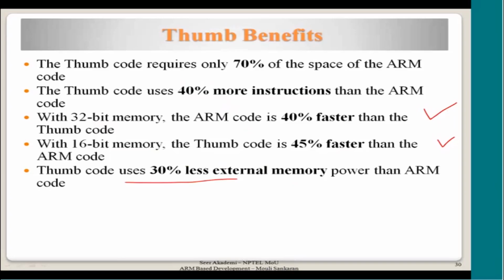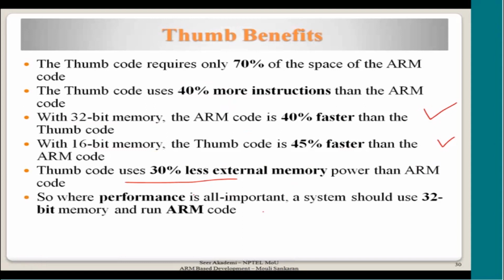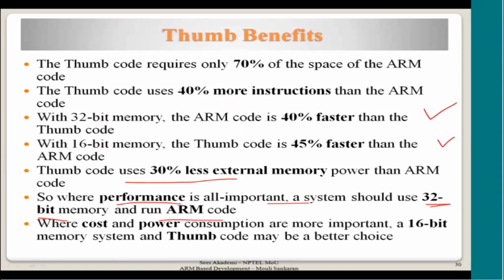Thumb code uses 30% less external memory power. It uses less power because it only powers half of the bus, the data portion of the bus for fetching the instruction. So if performance is all important, then you use 32-bit memory and ARM code. If cost and power are more important, use 16-bit memory with the thumb code. So this is the overall comparison of code space compared to instruction count, and which memory is to be used in which state. This is the summary of all of them.